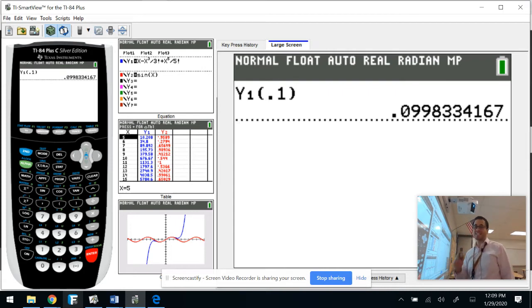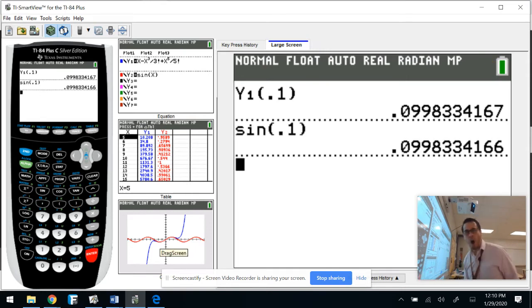All right, let's see how close that is to the actual. Let's go sine of 0.1. Boom. Let's see how close we are. What the what? Oh my gosh, that's practically identical. And guess what's crazy? Let's go back up here, right?